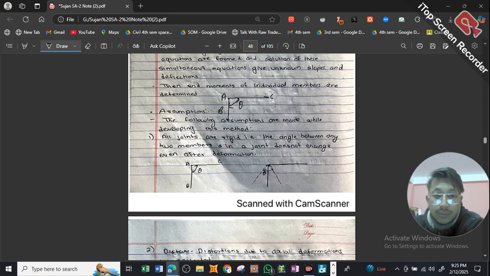Let's say the member AB, this is the original position, and it changes into this position A dash B. Despite this, the angle theta will remain the same, and our member BC will get deflected into this position as well. This is A dash, this is our original AB. So despite deformation, the angle between two members will always remain the same. This is our first basic assumption.